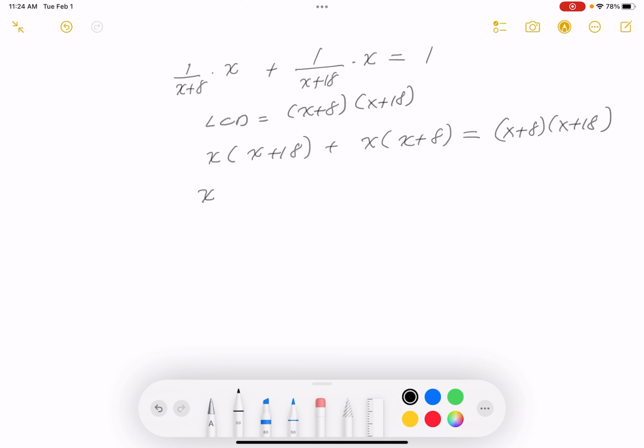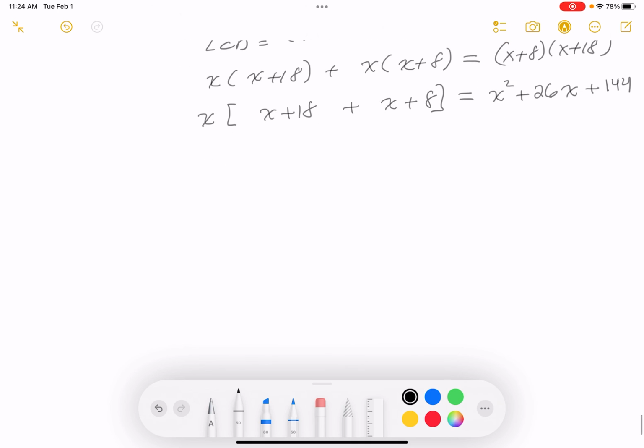I'm going to factor an X out. And what do you get? X times the quantity X plus 18 plus X plus 8. I'm going to multiply the other side out. What do you get there? You get X squared. Let's see. 18 and 8 is going to be 26X. And 8 times 18, well, that's 80 and 64, which is 144.